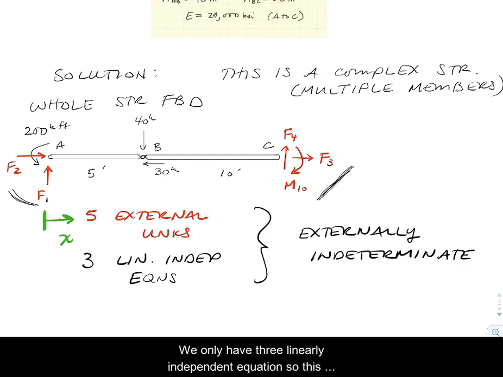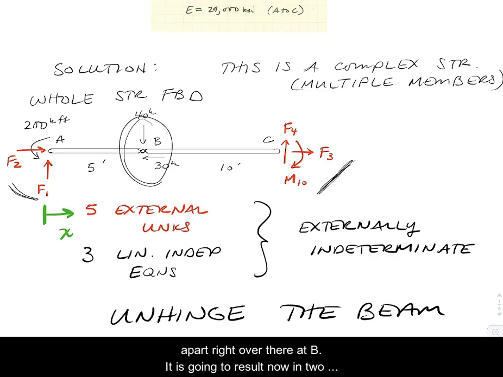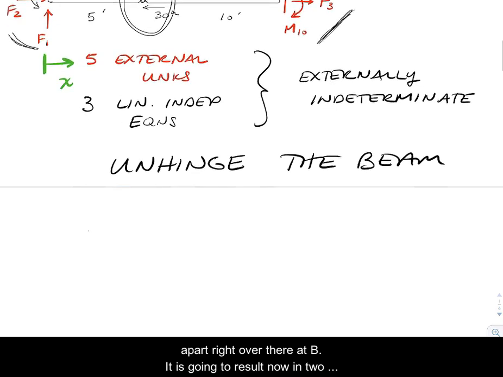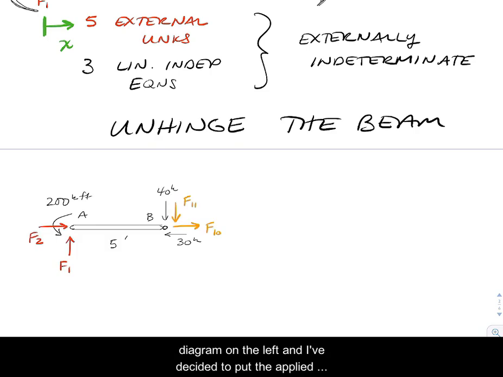We only have 3 linearly independent equations, so this is externally indeterminate, so we're going to have to unhinge the beam. And so when we do that, we are going to take the beam apart right over there at B. That's going to result now in 2 free body diagrams. And looking at the free body diagram on the left, I've decided to put the applied external load on the left side of the free body diagram here. So you see the 40 and the 30 exposed.